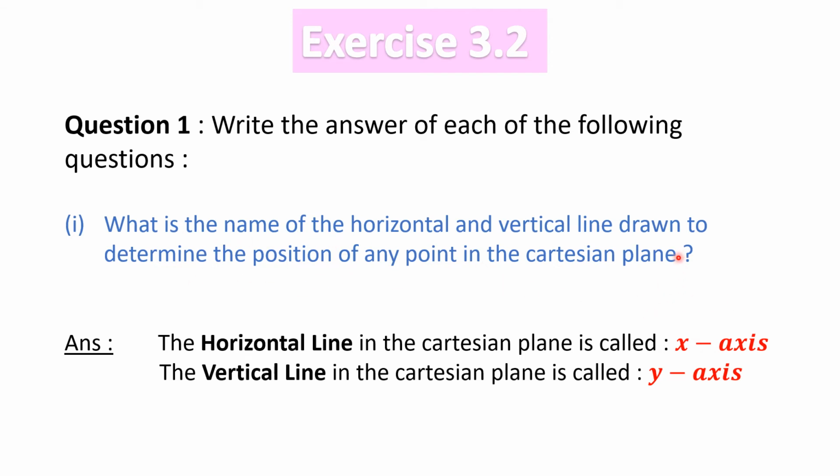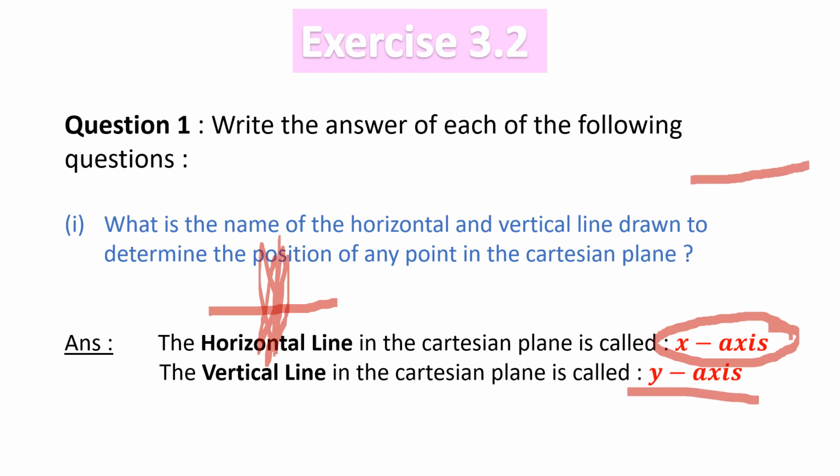So the horizontal line means this kind of line. What is the horizontal line? X-axis, right? And what is a vertical line called? Vertical line means this kind of line. So what is a vertical line called? Y-axis. So the horizontal line is called the x-axis, the vertical line is called the y-axis. That is what we wrote.